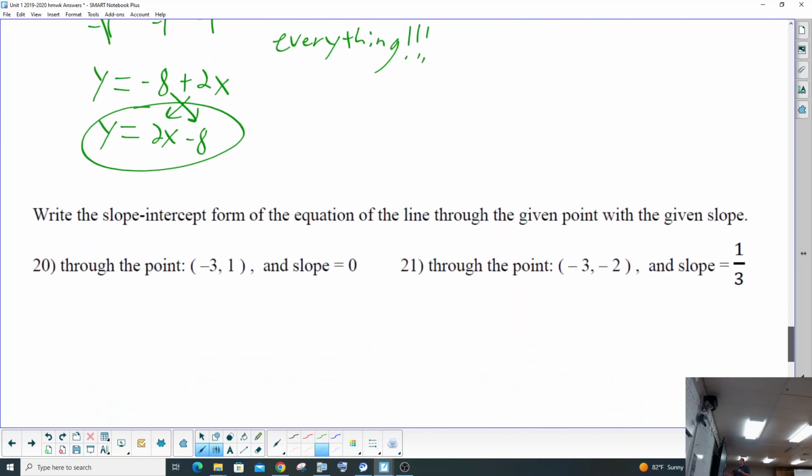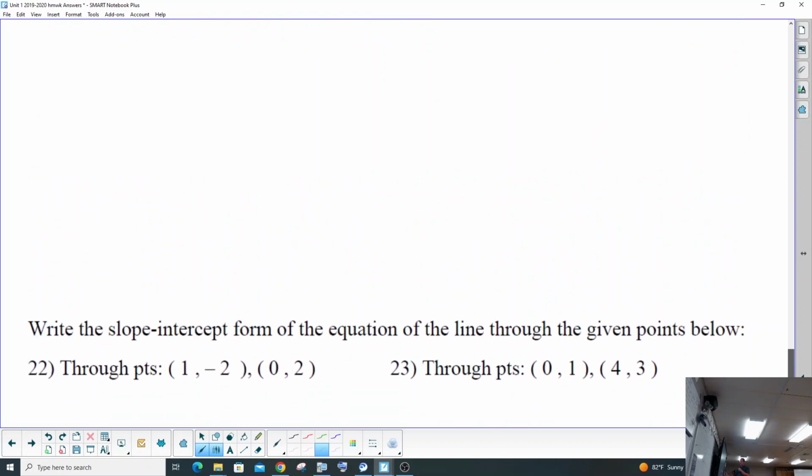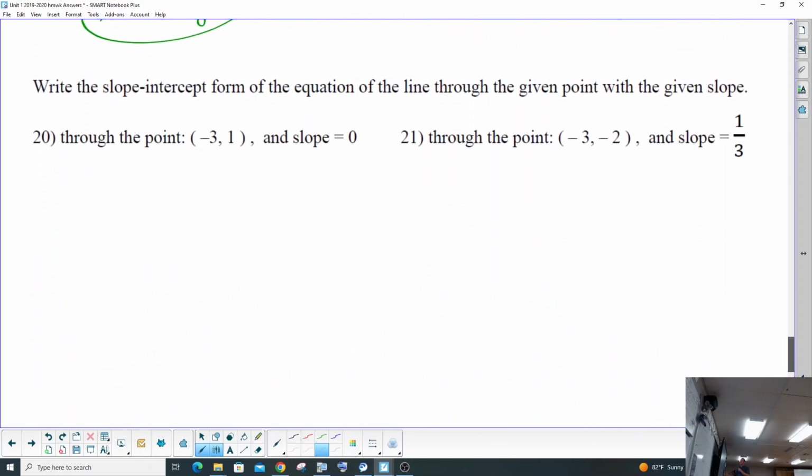Okay, last but not least. Ooh. Yeah, come up with the whole equation. I like it a lot.